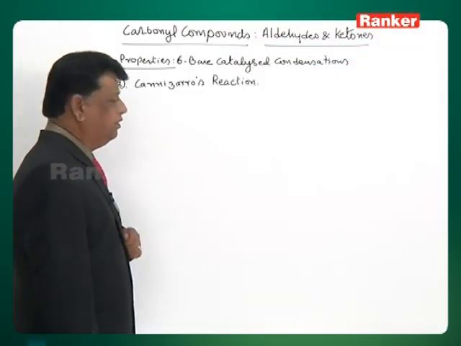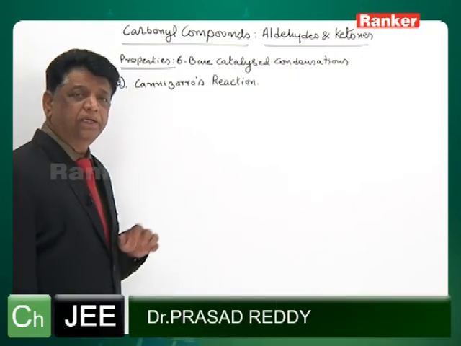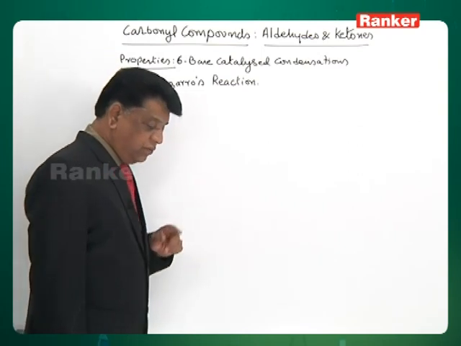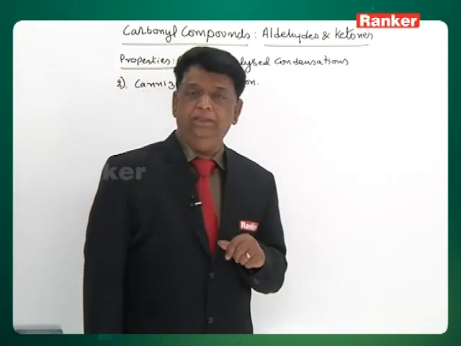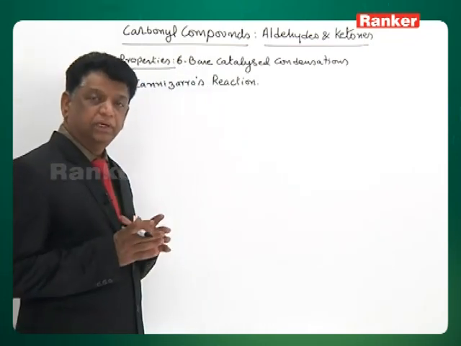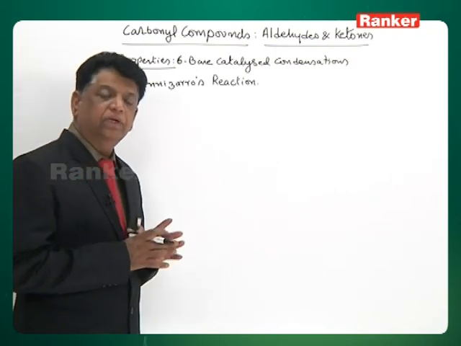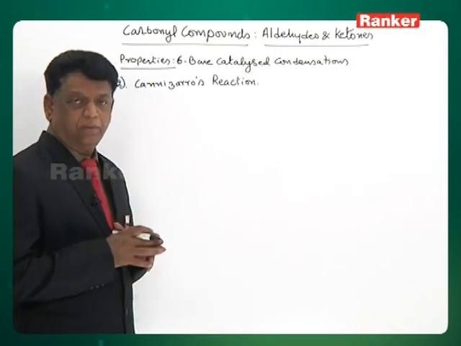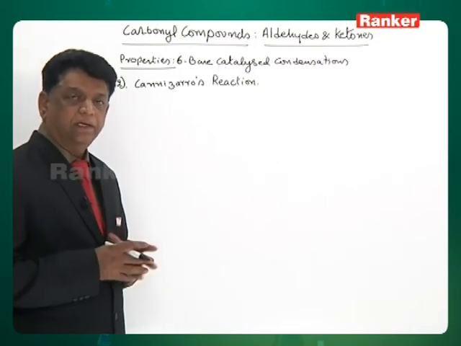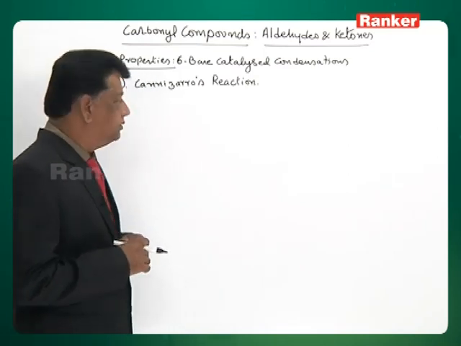Let us go to the properties of these carbonyl compounds. In the sixth property, that is base catalyzed reactions, we were doing the first one, condensation, that is aldol condensation, and we have finished that. In that reaction, one carbonyl compound adds on another carbonyl compound. After addition, you get a beta hydroxy carbonyl compound that undergoes dehydration. The final product is a condensation product, that is why it is called aldol condensation reaction.